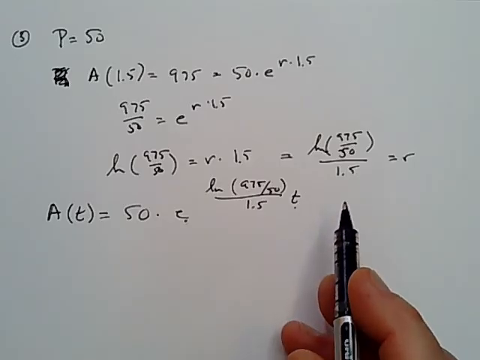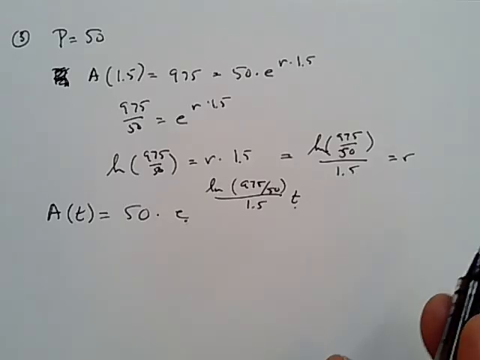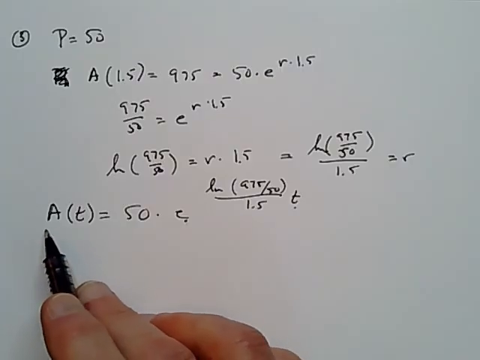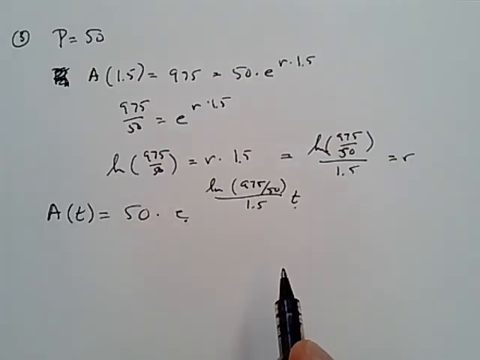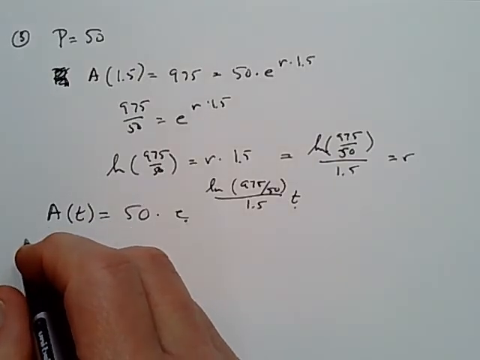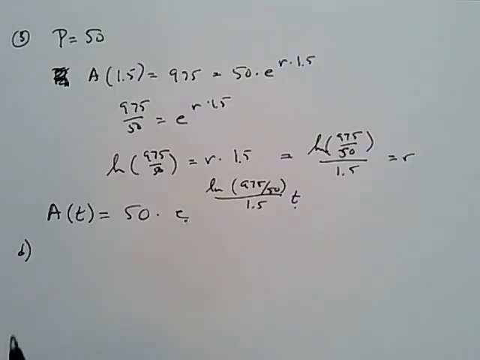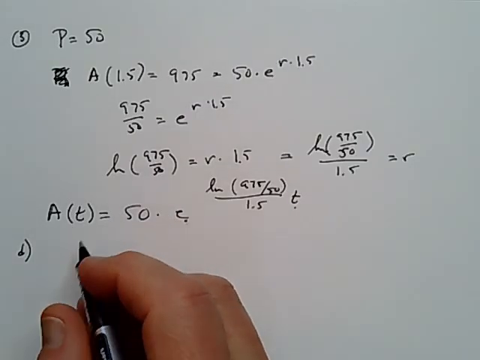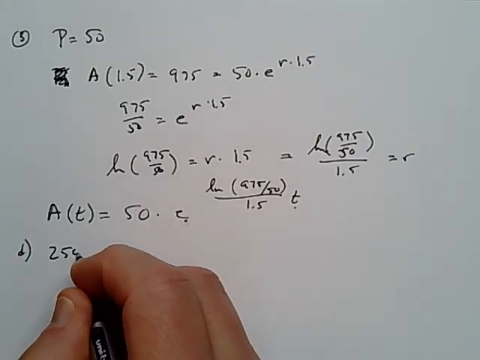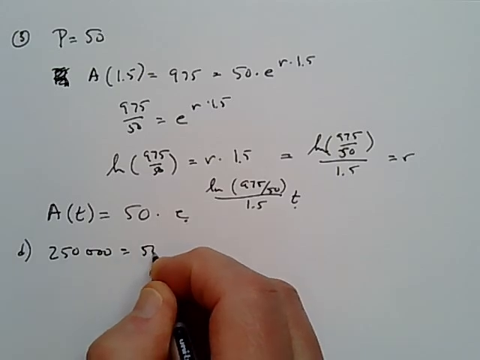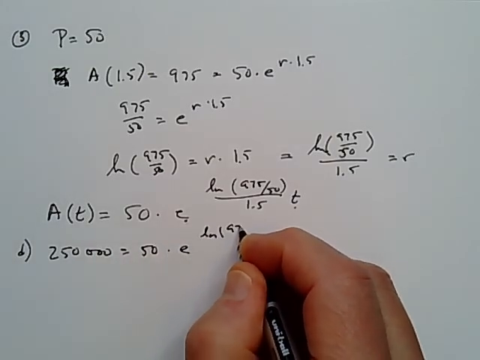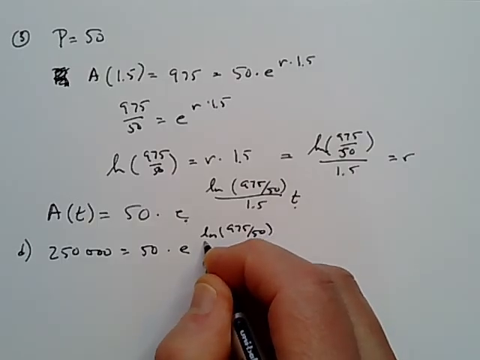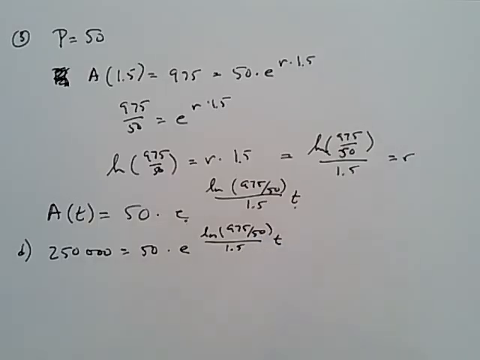And then after how many hours will the population reach 250,000? I'm setting A of t equal to 250,000, at which point the only variable in this equation is t. Okay, so for part D, I'm just worried that this is the only one that would give people trouble. So 250,000 equals 50 e to the ln of 975 over 50 over 1.5 t.